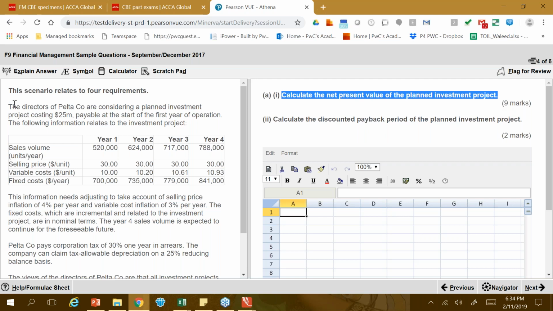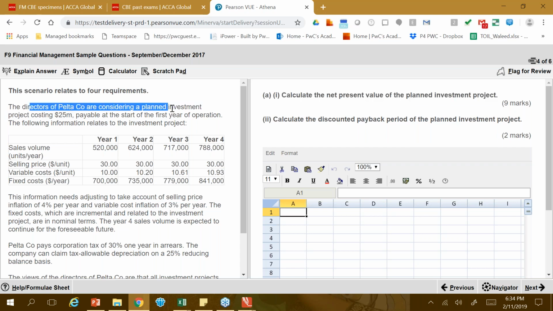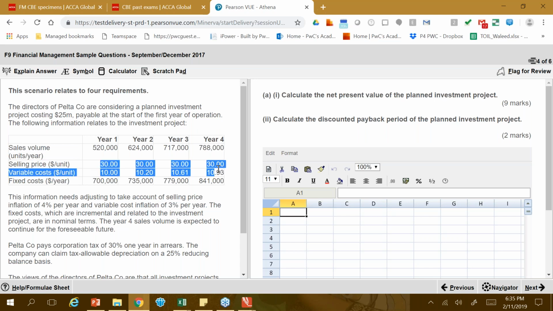Let's read the scenario. Directors of Pelta are considering a planned investment project costing $25 million, payable at the start of the first year of operation. We've seen this. This is the initial investment, which I need at T0. The following information relates to the investment project. I have sales volume for the 4 years. I have selling price, which is $30 constant for the 4 years. And then I have variable cost per unit, which is different in all the years.